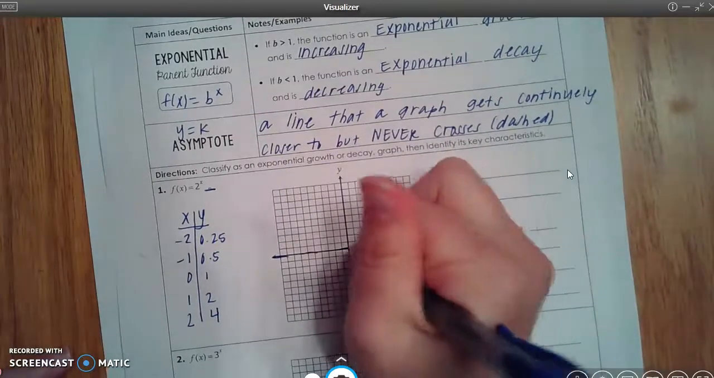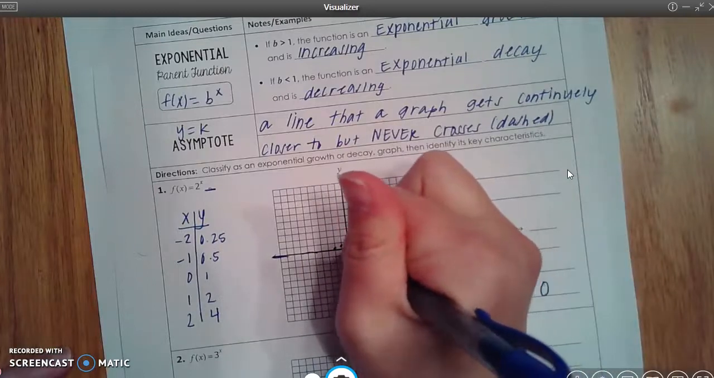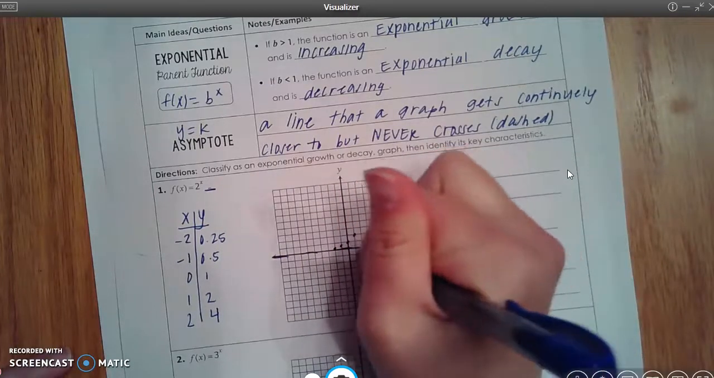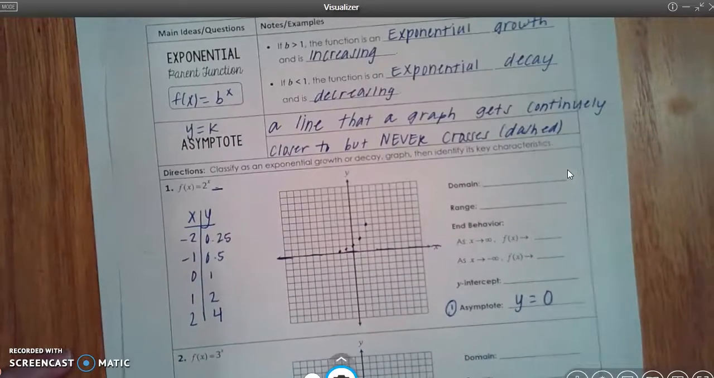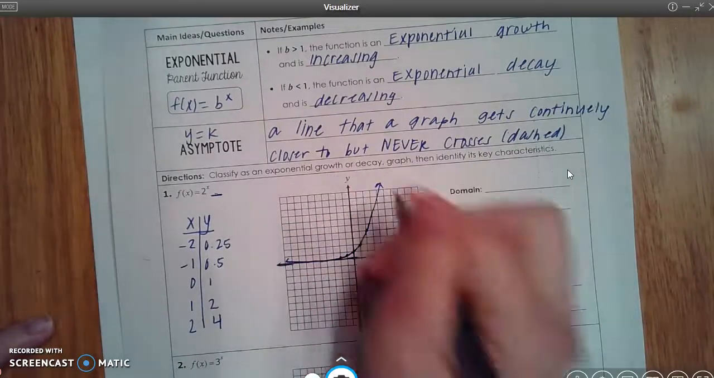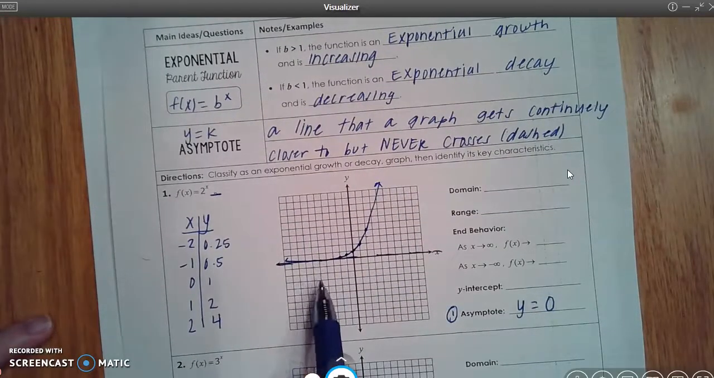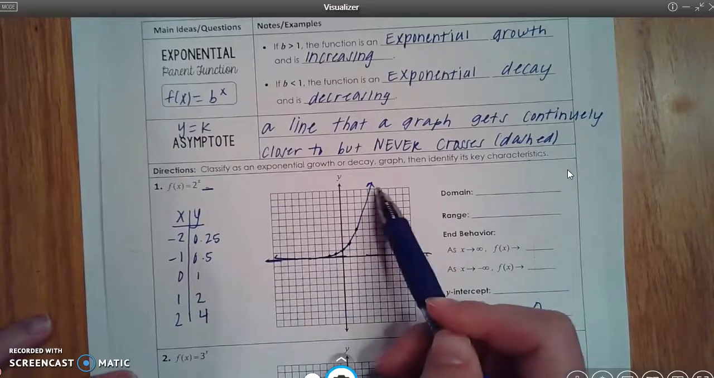So I'm going to go to -2, 0.25; -1, 0.5; 0, 1; 1, 2; and 2, 4. Okay? You're going to go through and connect your dots. So since we have that asymptote, this left part of my line should never cross below that asymptote. And if you notice, my arrow goes to the left forever over here, while this arrow goes up.